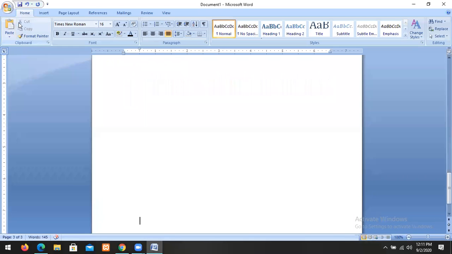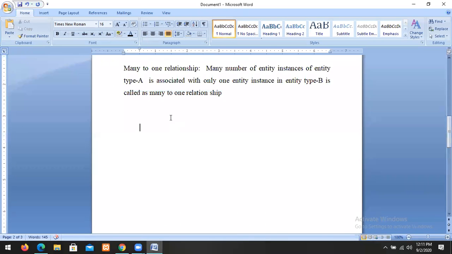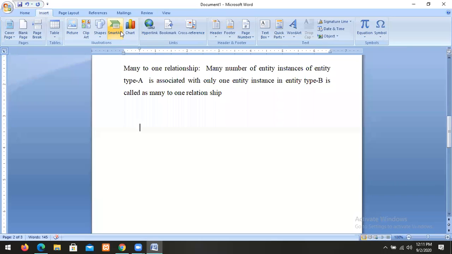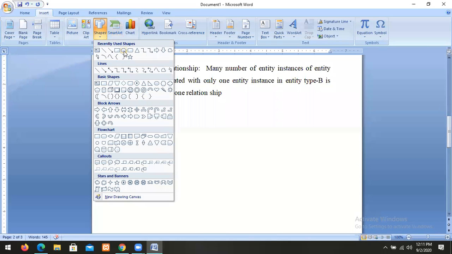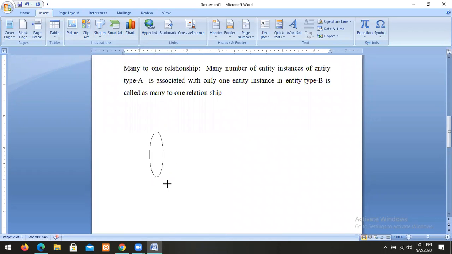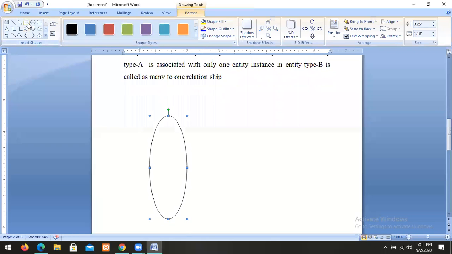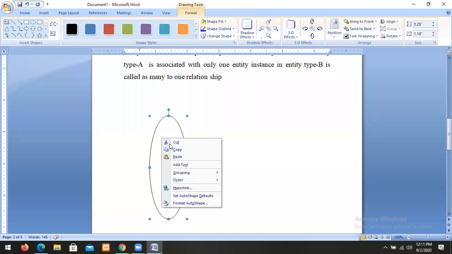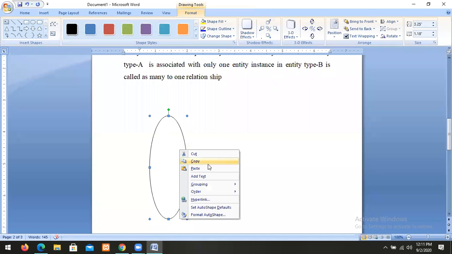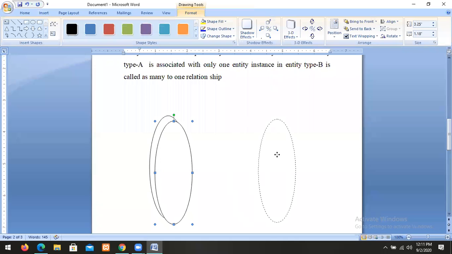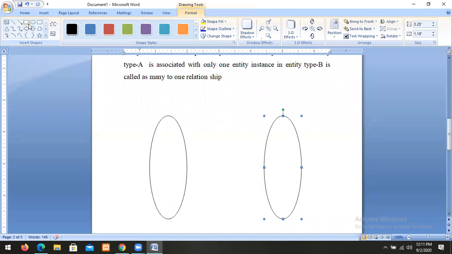So what is many to one relationship? In many to one relationship, an entity instance of A, this is one entity instance, many number of entity instances. Suppose we take one, and second, we have another entity instance. The square box indicates an entity instance.